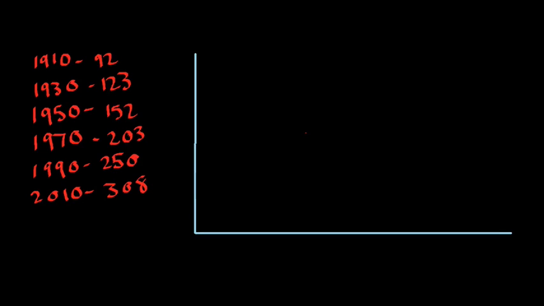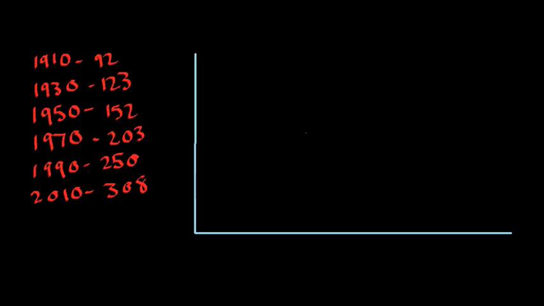So now that we know the basics of the coordinate plane, let's go ahead and use that to graph some real world data. So here I've got some population statistics from the U.S. Census Bureau. This is the United States domestic population between 1910 and 2010.